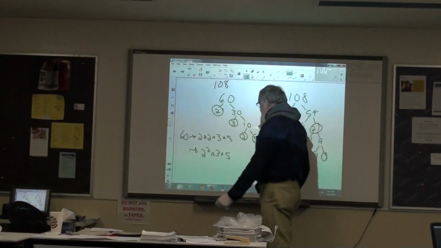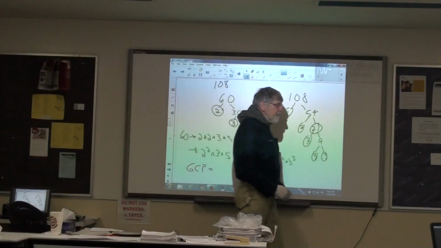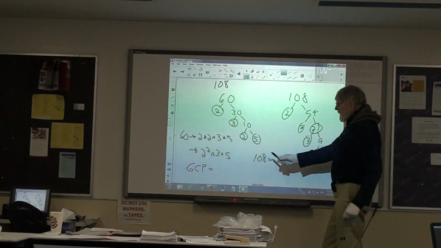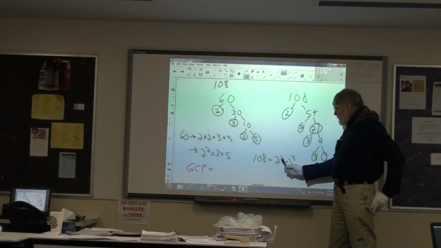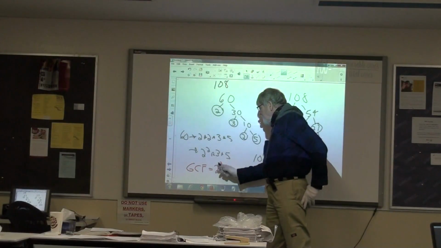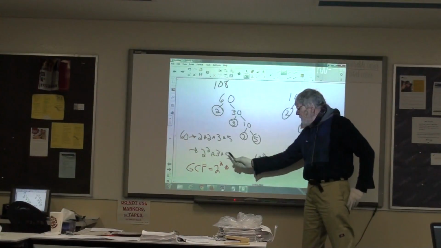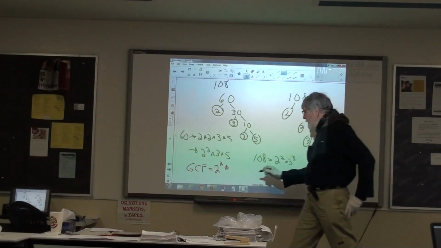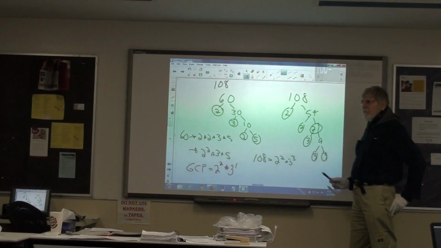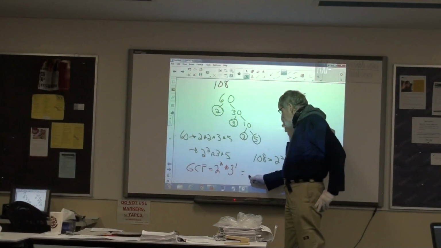Now, the greatest common factor is each item to its lowest occurrence. Here I have a 2 to the squared power. Here I have another 2 to the squared power. So they're equal, so I count the 2 squared. Now here I have a 3 to the first power. Here I have a 3 to the third power. Which is lower? First power, so I count that. Now here I have a 5 to the first power and a 5 to the no power. Which is lower? No power. So I don't count it, so we're done. So this is equal to 4 times 3 or 12.